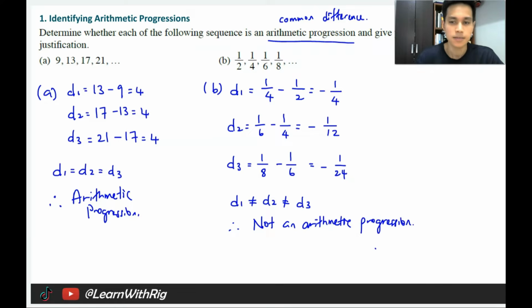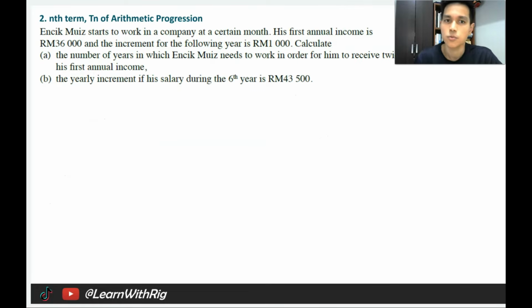Right? Next. Eunchae Muis starts to work in a company at a certain month. His first annual income is $36,000. So from here, they already tell you the first annual income. So if he has a sequence of annual income, every year he's getting his salary, you know that the starting of the sequence, the first value is 36,000. So in other words, this would be your A value. Okay, let me write this again. A would be equal to 36,000.